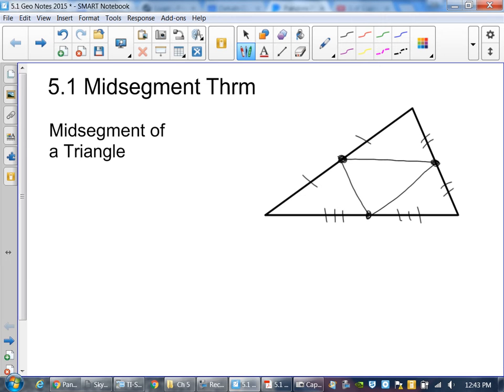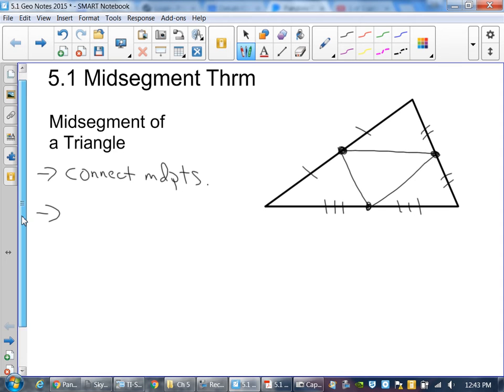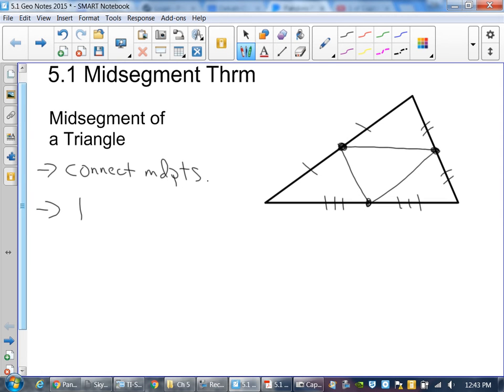There's three parts to them. They connect midpoints. They are parallel to the side they don't touch. So this one here will be parallel to the one on the bottom. This one here is parallel to the one on the right. This one here is parallel to the one on the left, and so on. Okay. So they're always parallel to the side they don't touch.